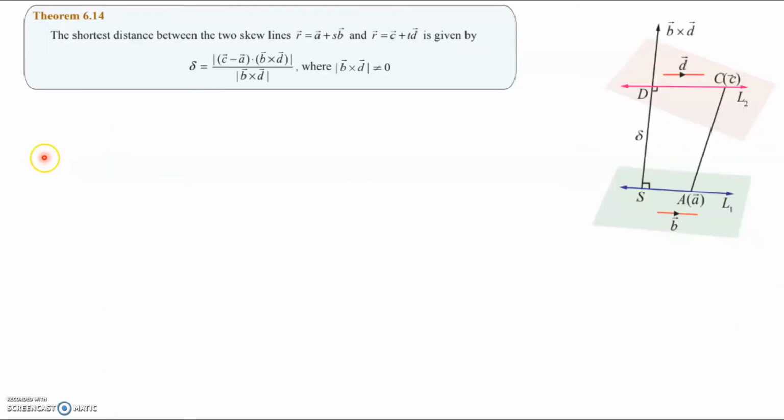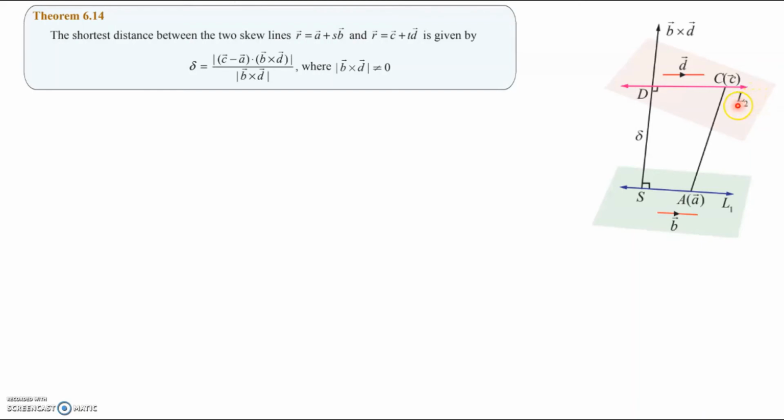Next, let's find the shortest distance between two skew lines. According to the theorem, the shortest distance between the two skew lines, given by R is equal to A plus S B vector and R is equal to C vector plus T D vector, is given by sigma equals the magnitude of C minus A dot product with B cross product with D, divided by the magnitude of B cross product with D, where the denominator is not equal to 0. So let's consider L1 and L2 to be our two skew lines. When I say skew lines, they don't intersect and they are not parallel either.